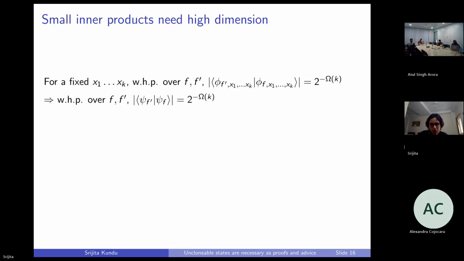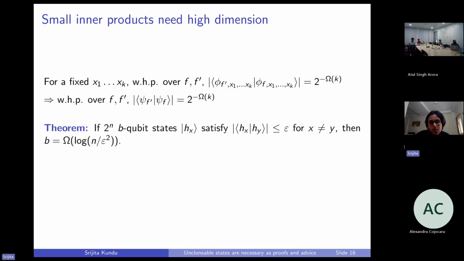Now, why is this useful? First of all, these two states, phi f x1 to xk and phi f prime x1 to xk, are obtained from the states given by the Bobs by applying some unitary that depends on x1 to xk, but not on f. Therefore, the inner product between the states psi f and psi f prime that were given by Alice must also be small.